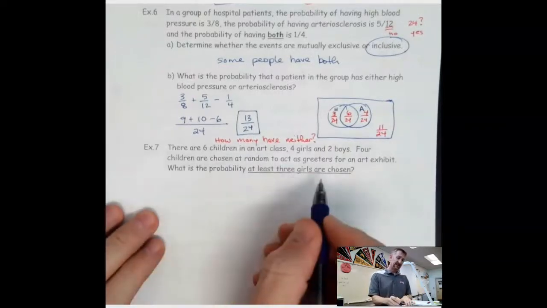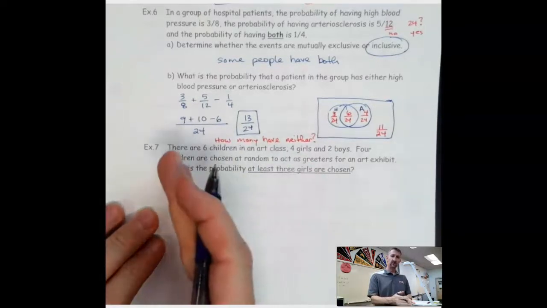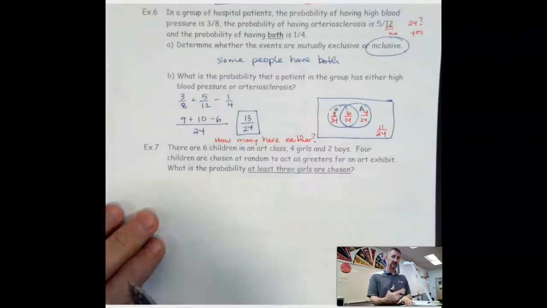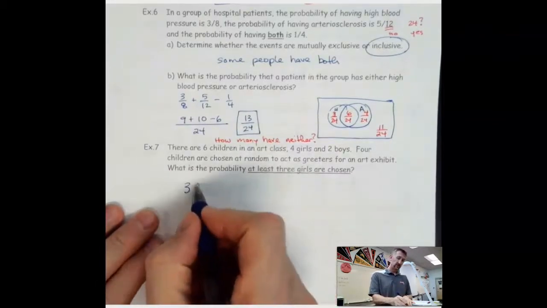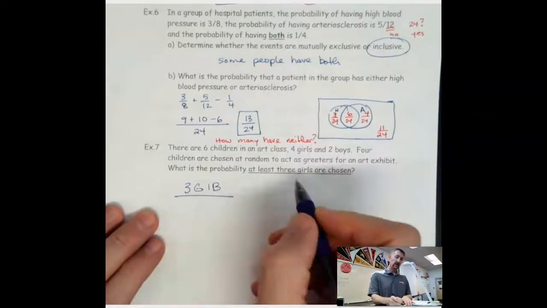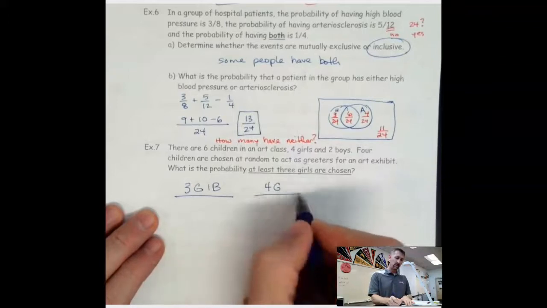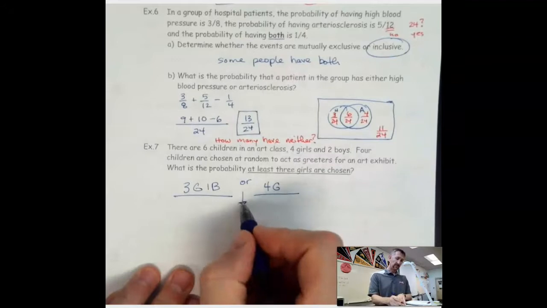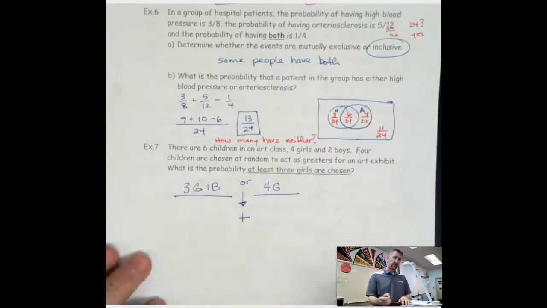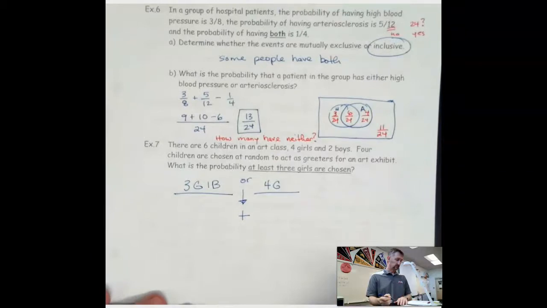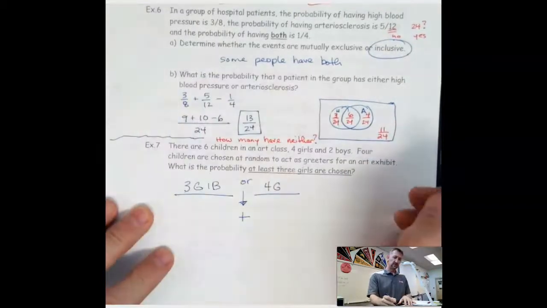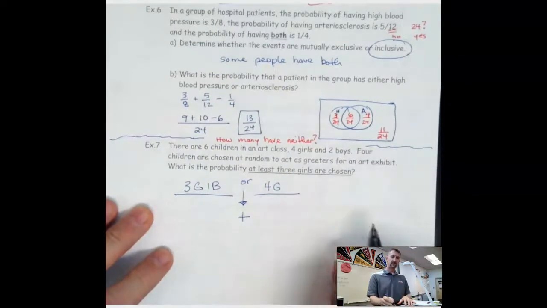So let's think about that. At least 3, that means that either 3 girls are chosen or 4 girls are chosen, to be at least 3. Right? If there's at least 3, that means there's either 3 or 4. So we could do 3 girls and 1 boy, that would be okay, or we could have 4 girls, that would be okay. This or this. Okay. This question is not directly related to mutually exclusive. It could be anything. Okay.